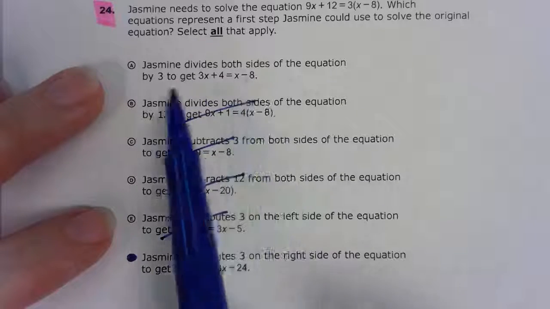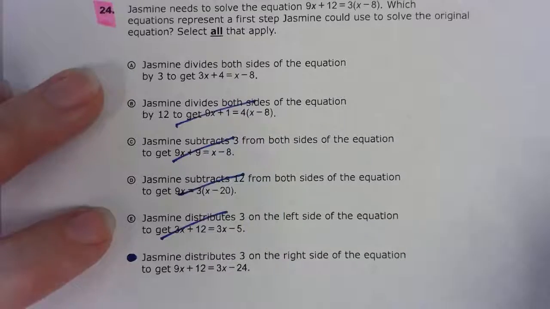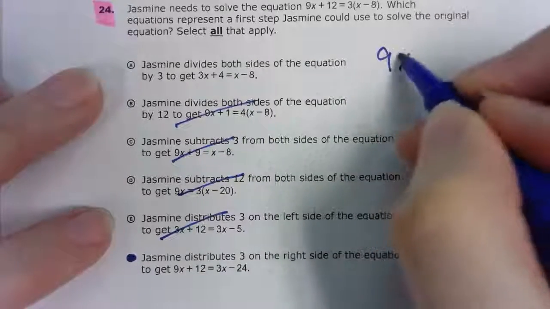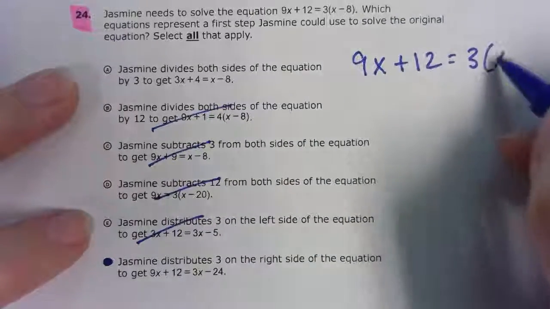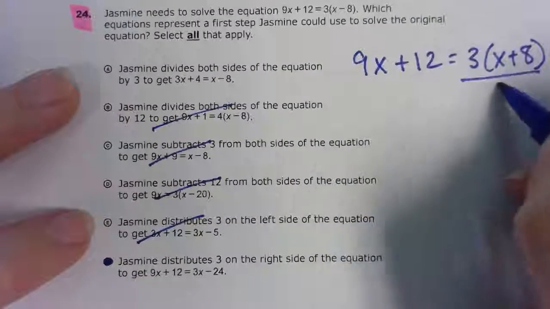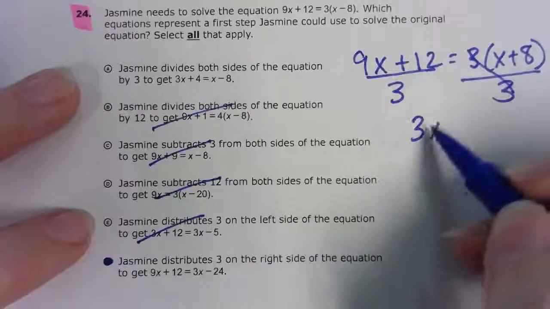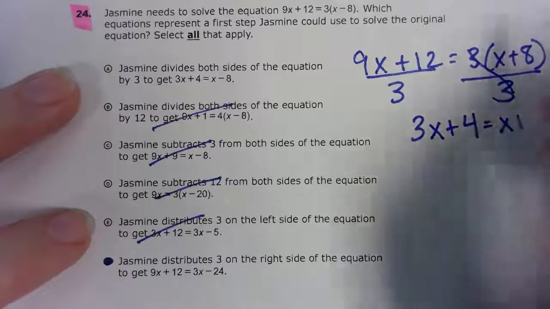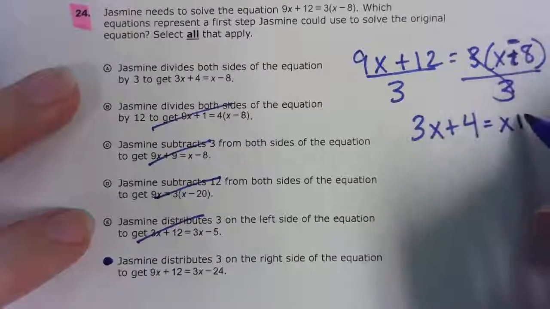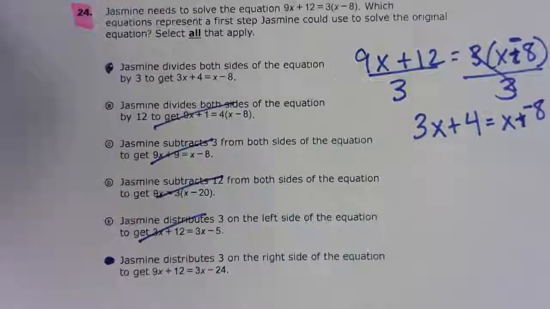Jasmine divides both sides of the equation by 3 to get 3x plus 4 equals x minus 8. That would work because I have 9x plus 12 equals 3 times x minus 8. If I divide by 3 over here, that cancels. And if I divide by 3 over here, I'm left with 3x plus 4 equals x minus 8. I wrote plus, it should be minus 8. So that would give me A. So your correct answers there were A and F.